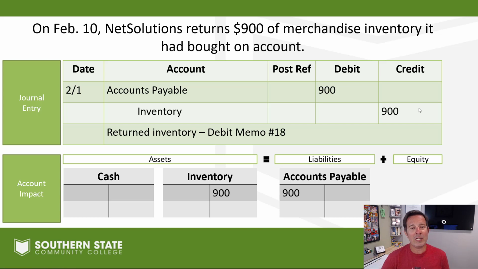Exact same idea if we got a purchase allowance. If they gave us a break on the price, we'd reduce the amount that we owed, reduce the amount of inventory. So you might think, well, that's if we bought it on account. What happens if we paid cash? Well, guess what? We'd get our money back. Instead of accounts payable, we'd have a debit to cash. Easy as that. Pretty simple.